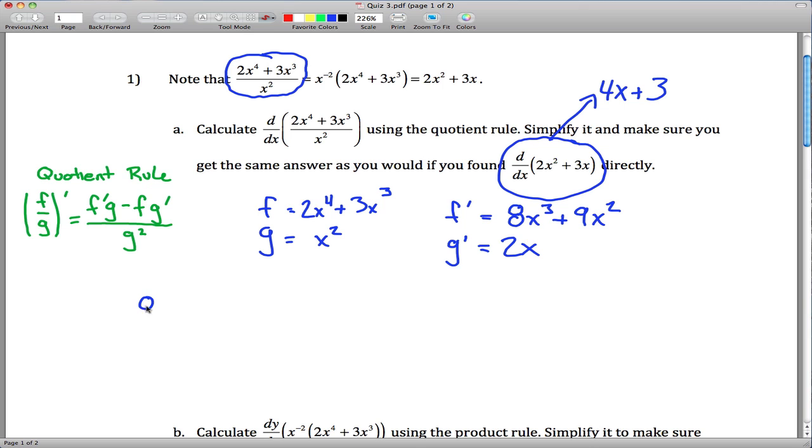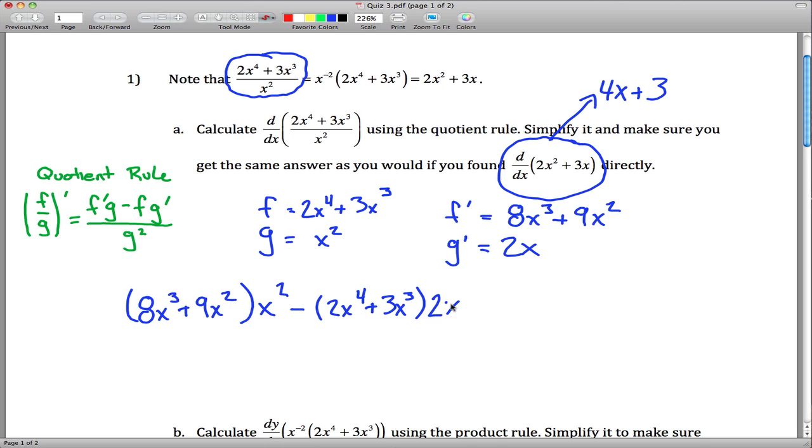F prime, 8x cubed plus 9x squared, and we want to multiply that times g, x squared. And then we have to subtract f, which is 2x to the 4th plus 3x cubed. Be careful with the parentheses here. Make sure you subtract all of f times g. So parentheses will help you remember what you're doing. F times g prime, that is.